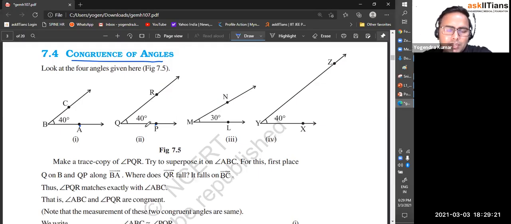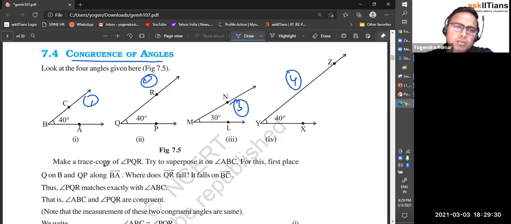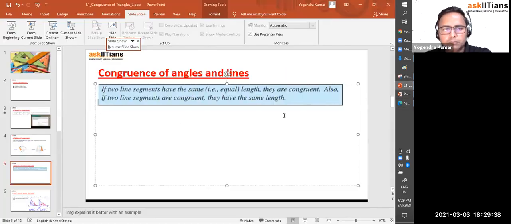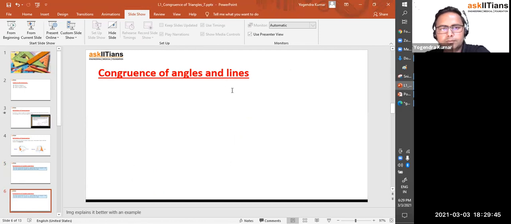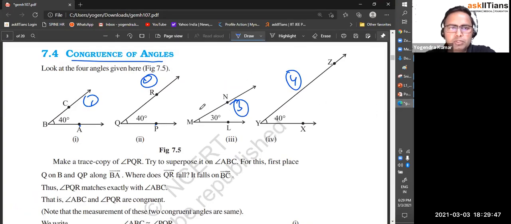MLMN is not congruent, right? This is not congruent. These angles are congruent: first, second, fourth, right? The third one is not congruent, right? So this is what we can see as congruency of angles here. I hope you are getting it. It is pretty easy, right? Let me put this also in the notes for you. I think you can understand this, right? So these points are what you need to remember. I hope you have clarity on these topics.